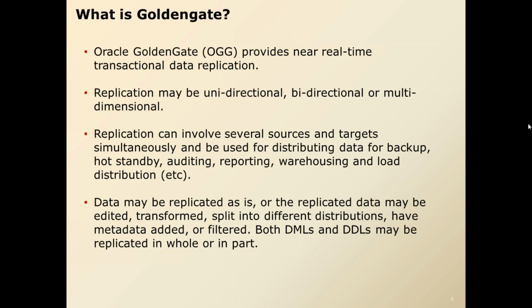Replication can be unidirectional, bidirectional, or multidirectional. You could have both the sites live in Goldengate. Replication will happen from one site to the other site. Replication can involve several sources and targets simultaneously and be used for distributing data for backup, hot standby, auditing, reporting, warehousing, and load distribution. So Goldengate allows you to use replication for hot backup, for hot standby, for auditing purposes, reporting purposes, warehousing purposes, and load distribution. I'll give you one example.